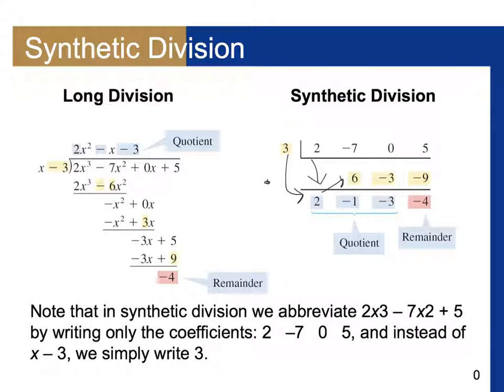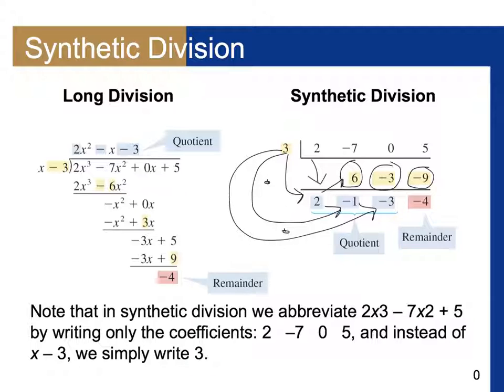So we multiply and put it there, and then we add. So minus 7 plus 6 is a minus 1. So we always add there, not subtract. Then we do it again for the next step. We did 3 times 2 and put the 6 there, right? Now we take 3 times a minus 1 and put it there. And then finally, we take 3 times a minus 3, which is minus 9, and put it there. And notice we're always adding here vertically.